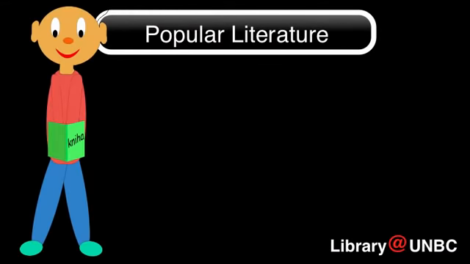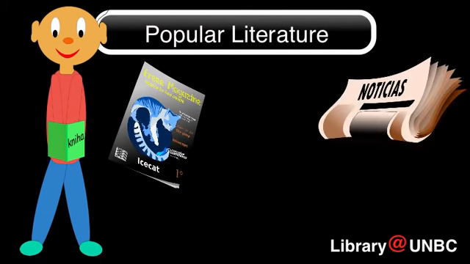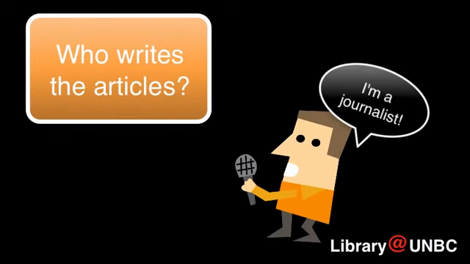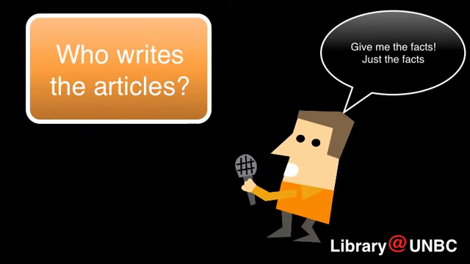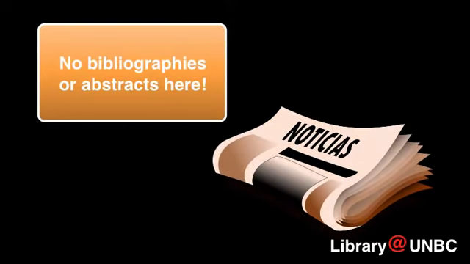Let's start with popular literature. These are the types of publications you see on a daily basis, including magazines, newspapers, bulletins, and blogs. The authors tend to be journalists and not scholars. They may be free to express their own opinions, oftentimes without substantiating evidence. Cited references, abstracts, and bibliographies are notably absent.